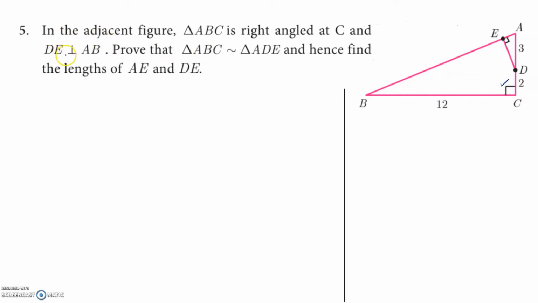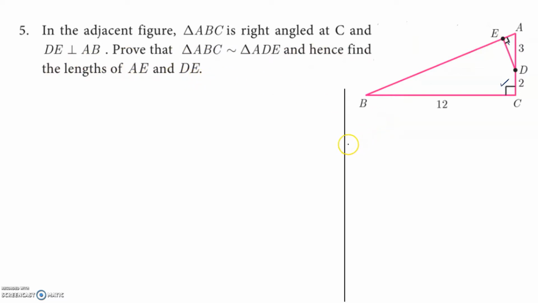And DE is perpendicular to AB. So that's given to us. This is the right angle here. Then prove that triangle ABC is similar to triangle ADE. So we have to prove that this big triangle ABC is similar to triangle ADE. And hence find the length of AE and DE.